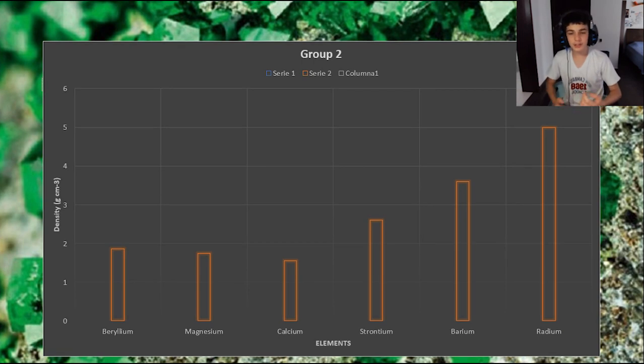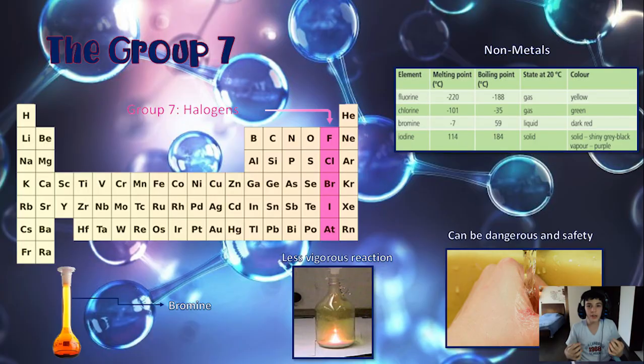So this is the density of the group number 2, and we can see that they have a low density, but some of these elements have a similar density with group number 1, and others have a similar density with other metals such as zinc. The group 7 is the group of halogens and is composed of fluorine with an atomic number of 9, chlorine with an atomic number of 17, bromine with an atomic number of 35, iodine with an atomic number of 53, and astatine with an atomic number of 85.